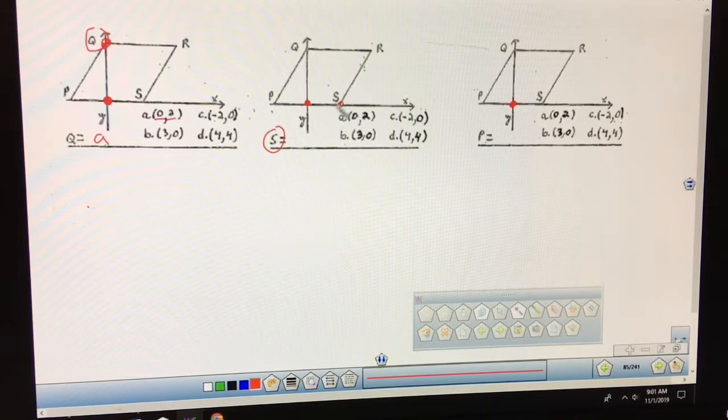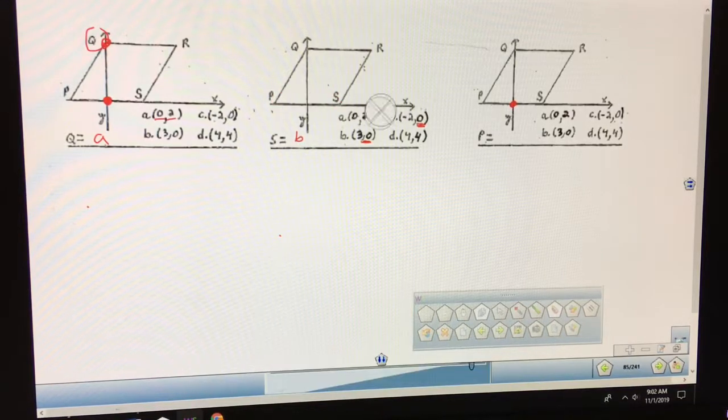Point S is the point they're talking about. That's on the x-axis. That means it's going to have a y value of 0. And I have two answers here with a y value of 0. But negative 2 would mean you go backwards. So the 3, 0 is the one where you have to go forwards. So the best possible choice for that one would be B.